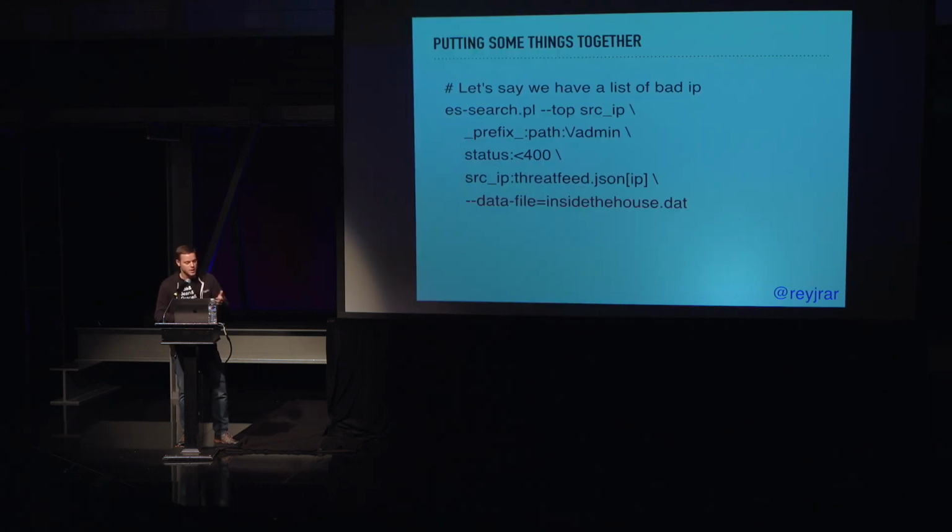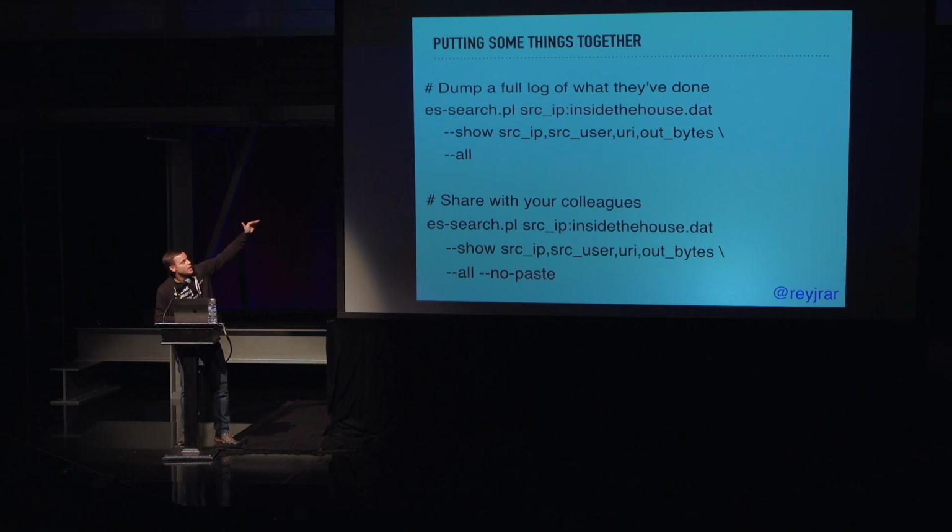So here's an example where we're looking for anything in a threat list, an IP in a threat list that accessed the admin page that got a status other than less than 400. We send that to inside the house.dat, and then we have all those IP addresses, and we can look at every single thing that those things have done, and then send that into a no-paste channel, maybe use that as part of your incident response.